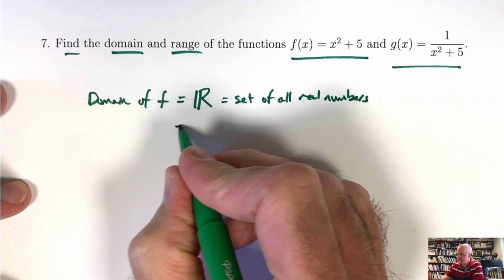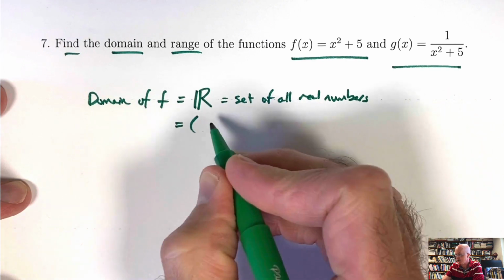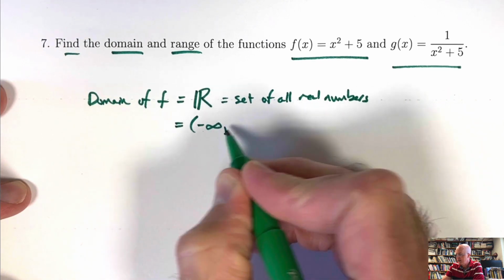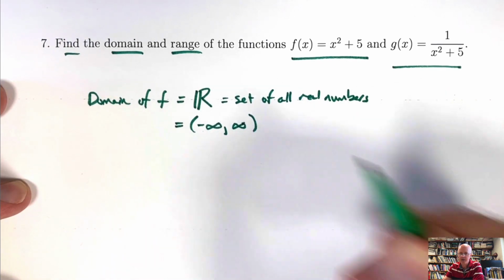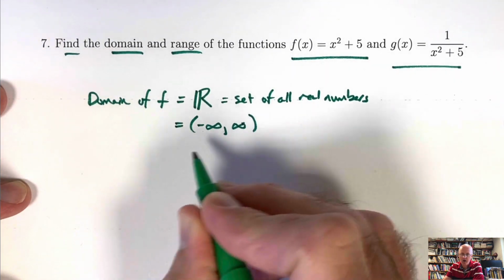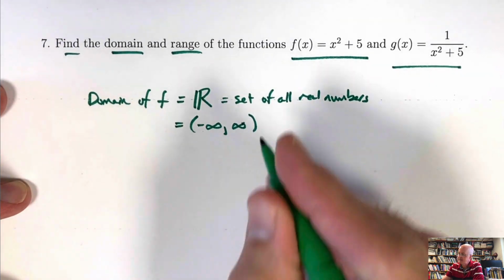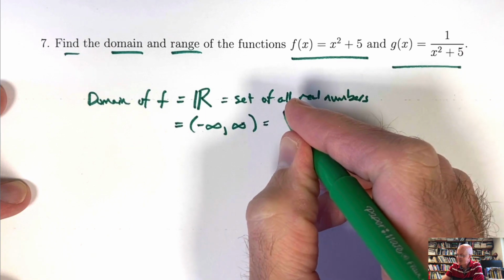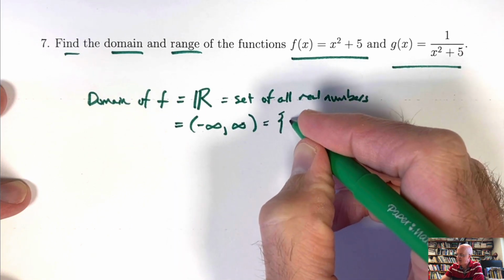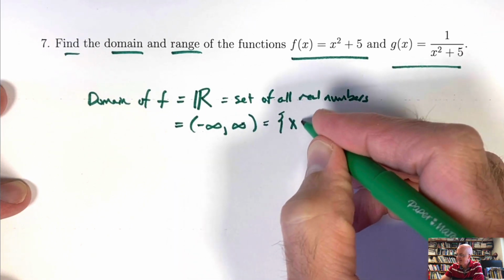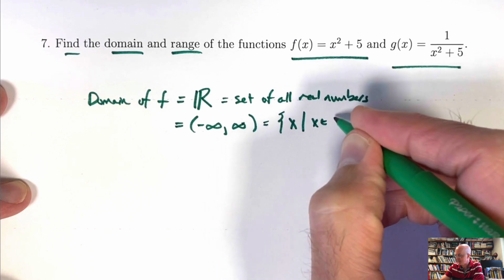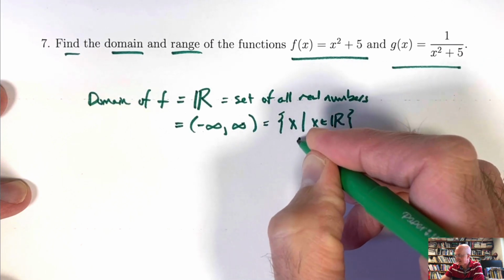You'll also see this set sometimes written in what's called interval notation. Minus infinity to infinity with parentheses around them. That represents all the numbers on the real number line. You could also use set builder notation, the set or collection of all x such that x is real. This vertical line means such that.